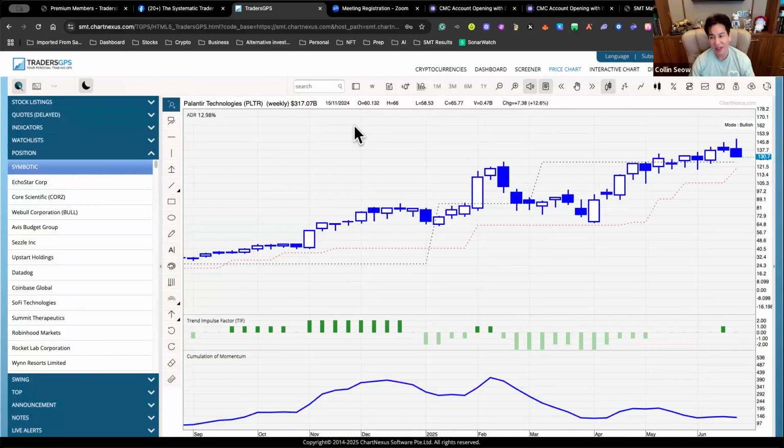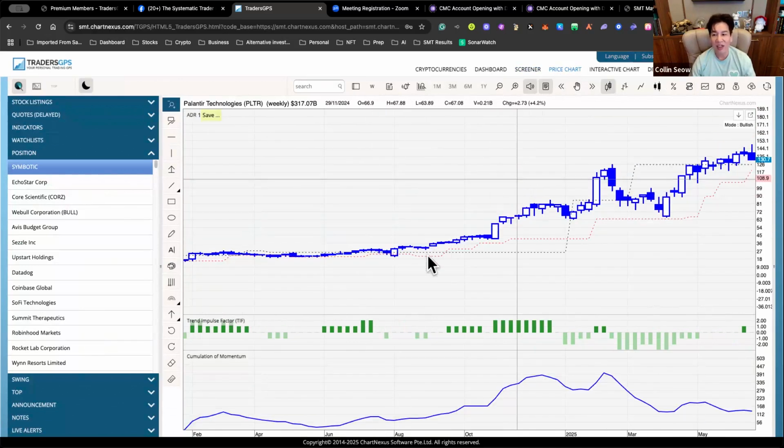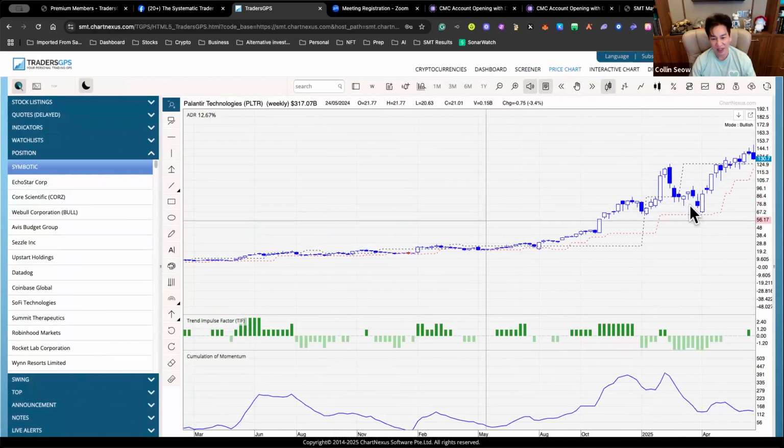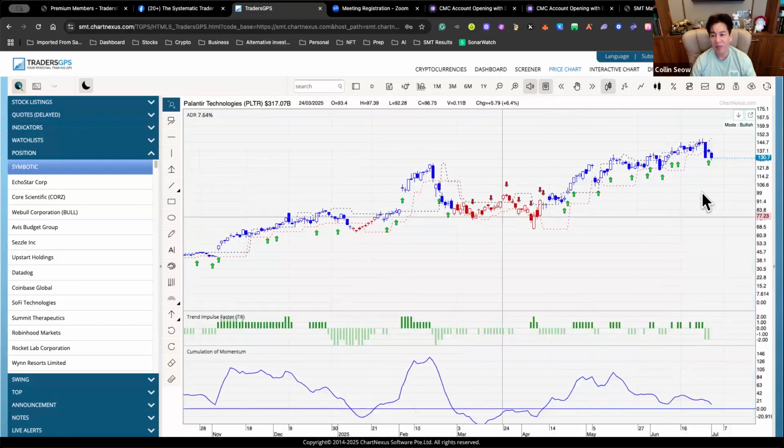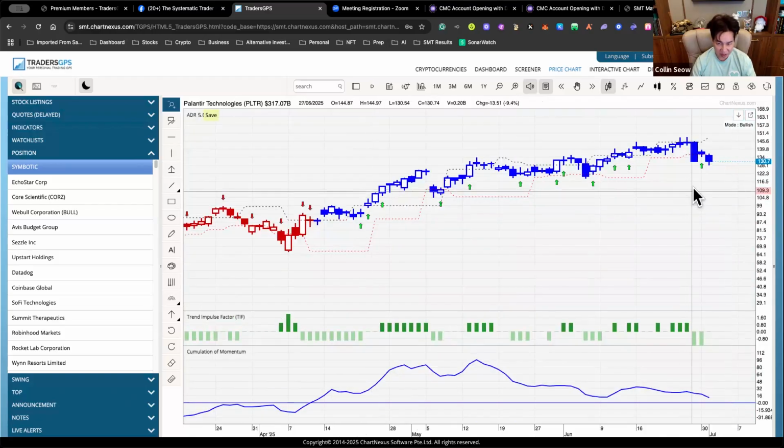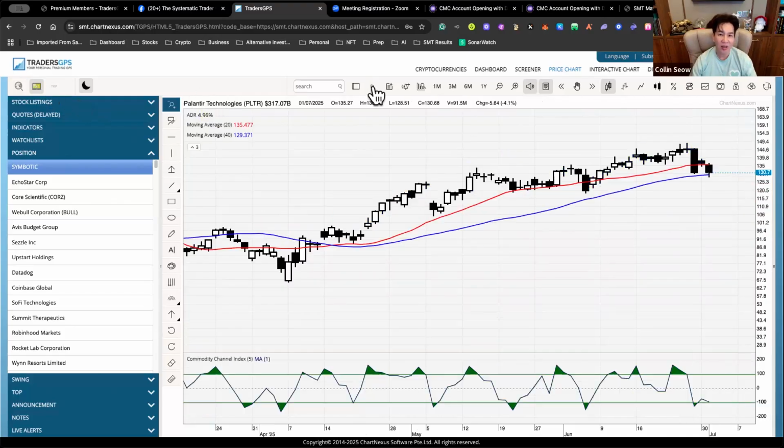Let's say Palantir. Long term, the 1 year trend. Is it up, down, or sideways? Up, very good. Next, the 3 months trend. Up, down, or sideways? 3 months trend, up. Okay, 1 month trend.